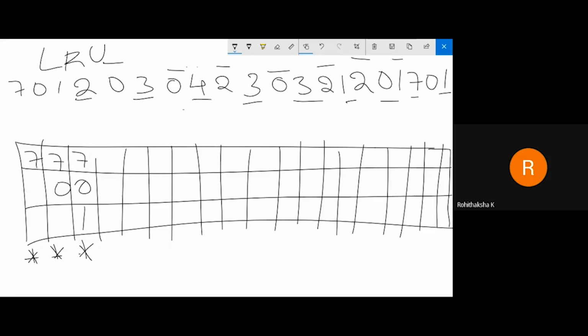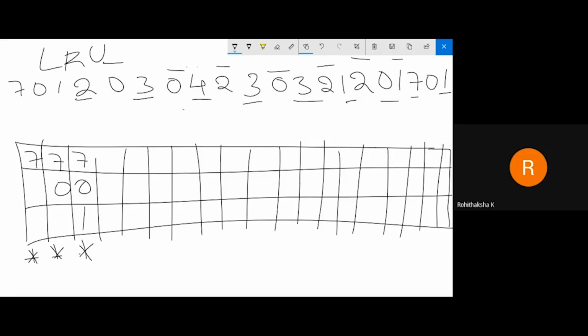Okay, so now I have to replace with page number 2. Which frame has to be replaced with page number 2? Which one? Tell me. LRU. Which page should we replace? 7. Why do we have to replace 7? 7 is least used. Very good.